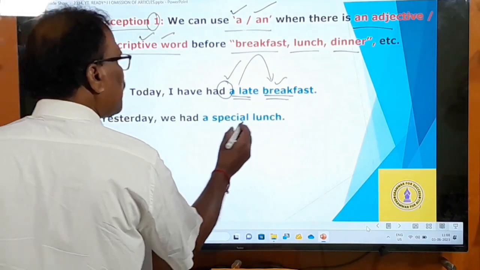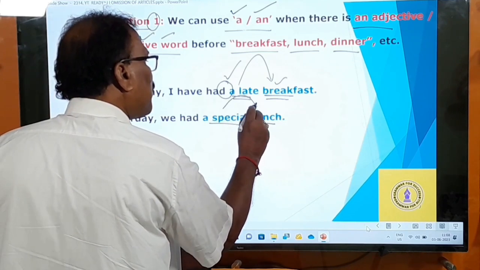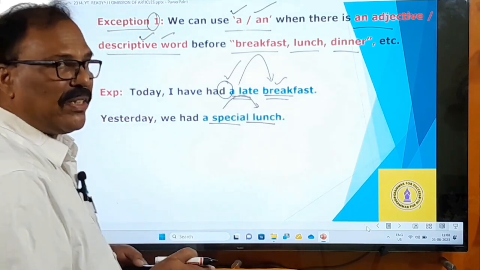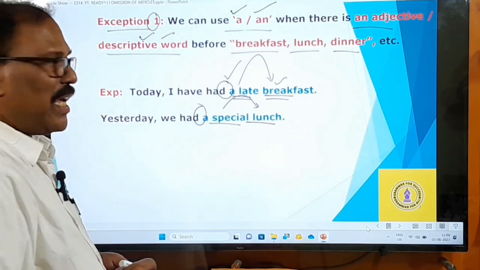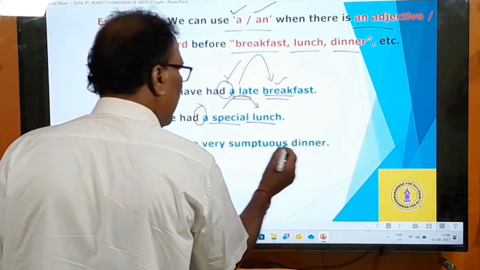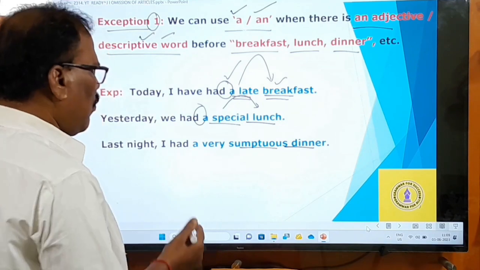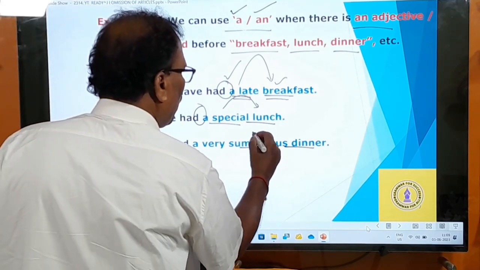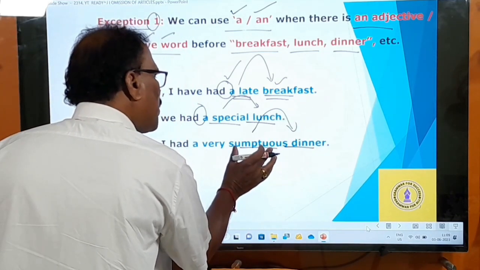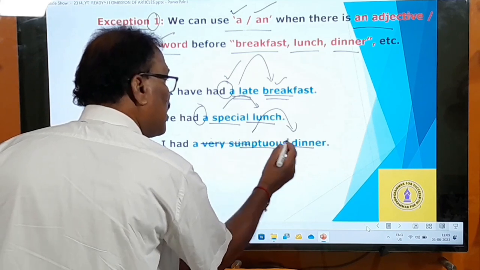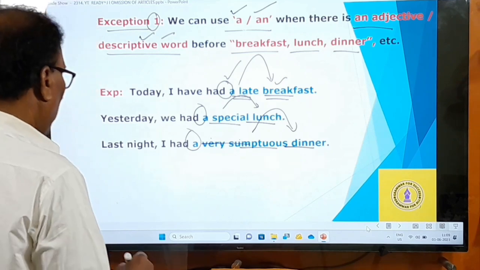Yesterday we had a special lunch. You are talking about lunch, and you are describing that lunch with the word special. It's not just an ordinary lunch, but it is a special lunch. Therefore, we have to use a before that: a special lunch. And another one: last night I had a very sumptuous dinner, very excellent dinner, with all items. So we are describing dinner by the word sumptuous, and that too very sumptuous. These two words are describing this dinner, and therefore you can use a or an before that.